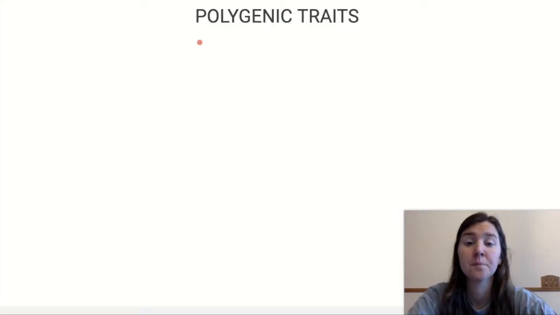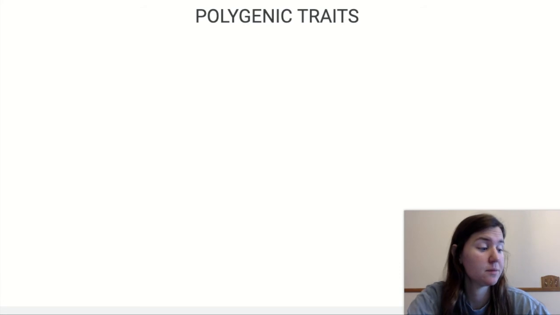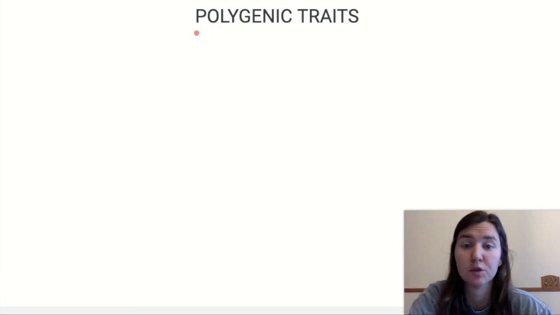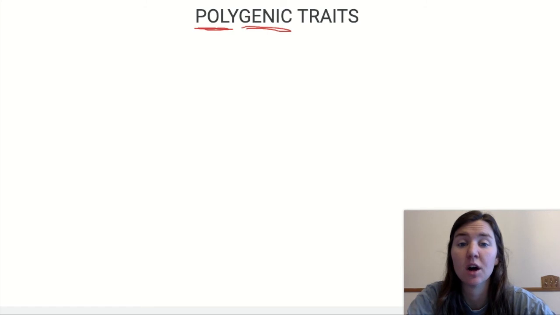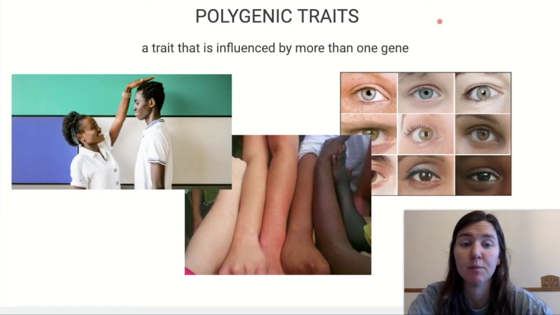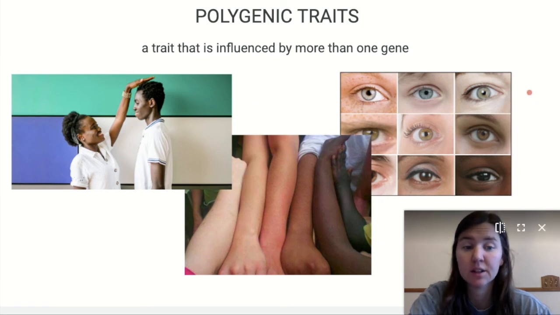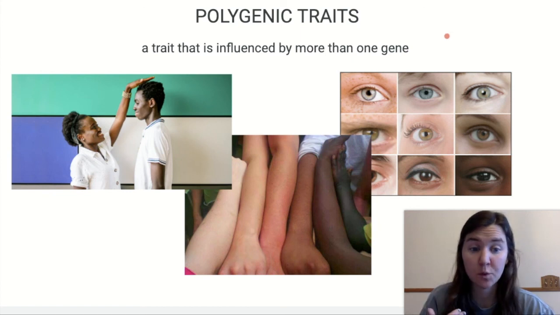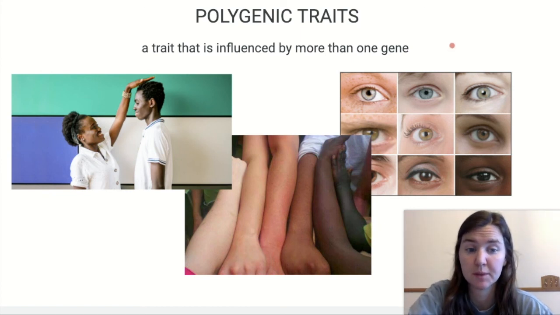Last but not least, polygenic traits. Now, before I put the definition up there, we can get some clues because poly means many. Polygenic, so many genes. And these are traits that are influenced by more than one gene, okay? So many genes influence these. And so, for example, height, skin color, eye color, these are all examples of traits that we have that are controlled by more than one gene. And so that's why they're called polygenic traits.